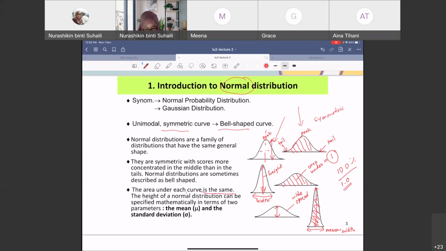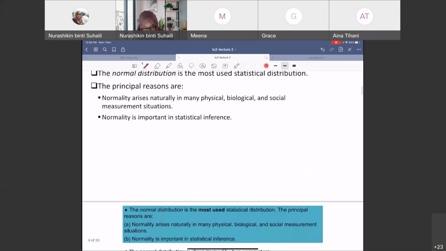And then the shape of a normal distribution can be specified mathematically in terms of two parameters, mean and standard deviation. So what actually differentiates them are the mean and the standard deviation. All right.